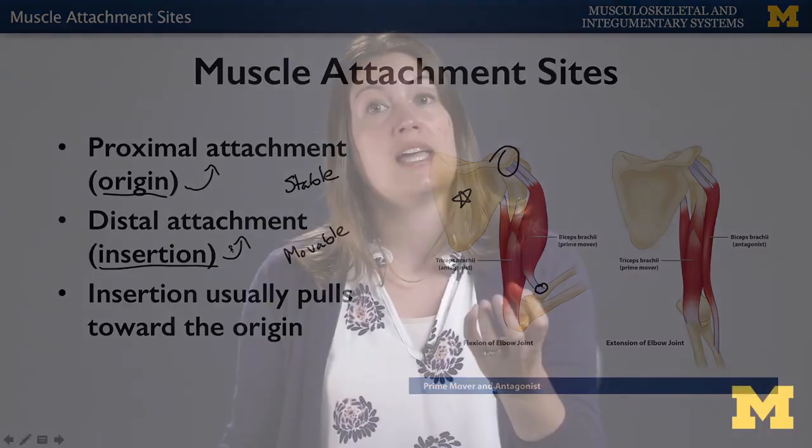So when the biceps brachii contracts here, it is going to move the radius or the forearm in order to allow for elbow flexion. Now, that's what we think of. That's kind of the schematic that you think of in terms of muscle attachments.